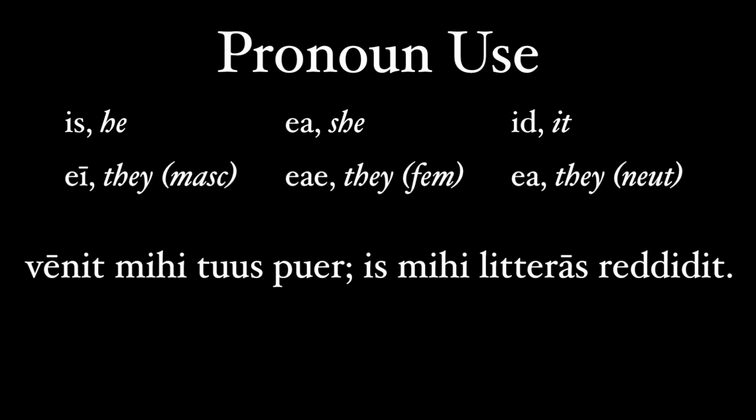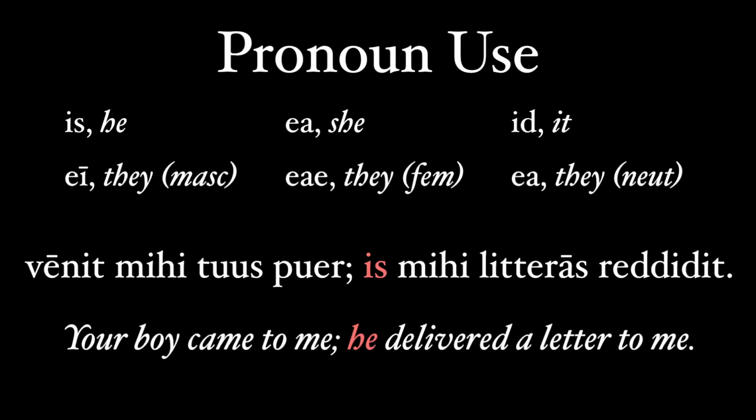Venit ad me tuus puer, is mihi litteras reddidit. Your boy came to me. He, that's the is, delivered a letter to me. The is refers directly back to the puer. Gender is important here because all Latin nouns have gender, and even if it doesn't make sense to us, the form of is, ea, id will reflect the gender of the noun it's referring to.